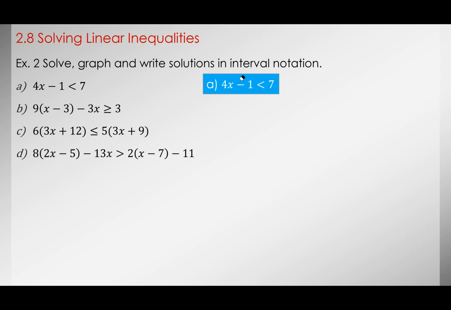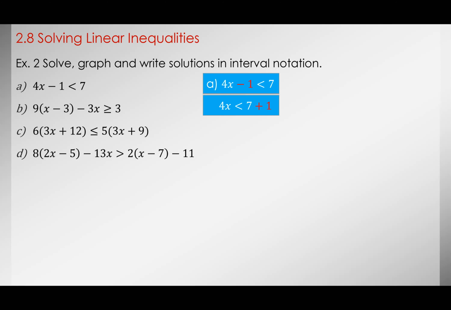To solve for X, we need to get rid of this subtraction first. How do I get rid of it? Well, if it's subtraction, I need to add to the other side. If it's a subtraction on one side, when I move across the equal sign, I need to add. And if I add them, 7 plus 1 gives me 8.